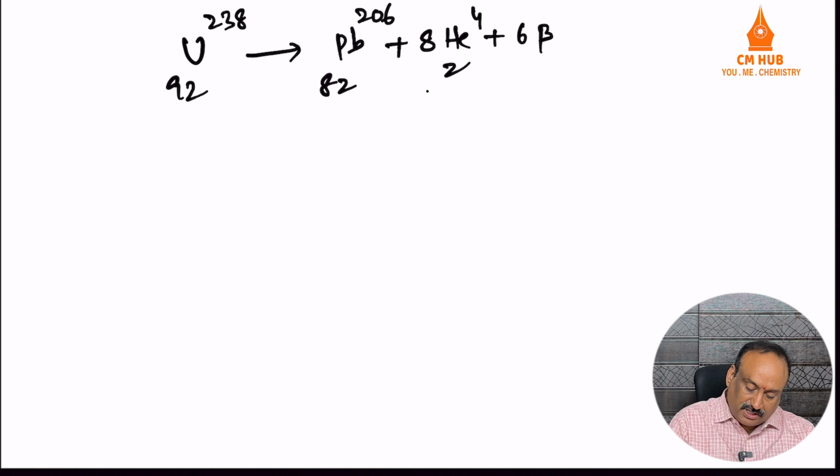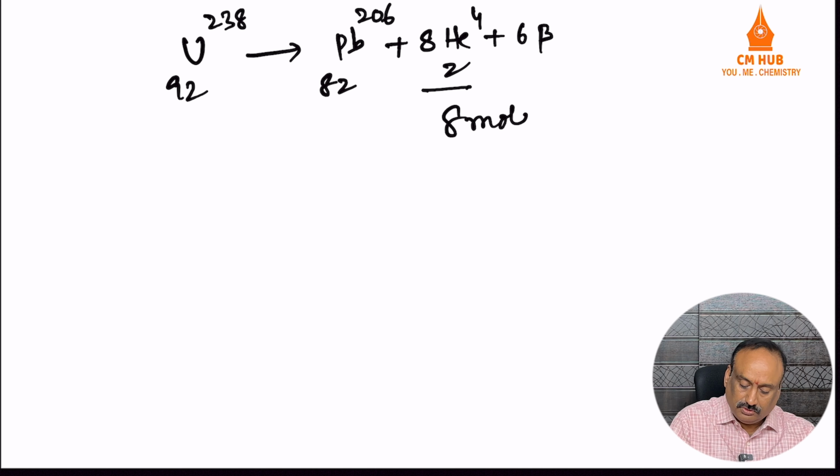Now alpha particle is a gaseous component. Beta particle is just nothing but the electronic emission. So here I will not consider any change in pressure because of the presence of beta particle. The change in pressure will be because of the alpha particles. So how many such moles of alpha particles are formed? 8 moles are formed.